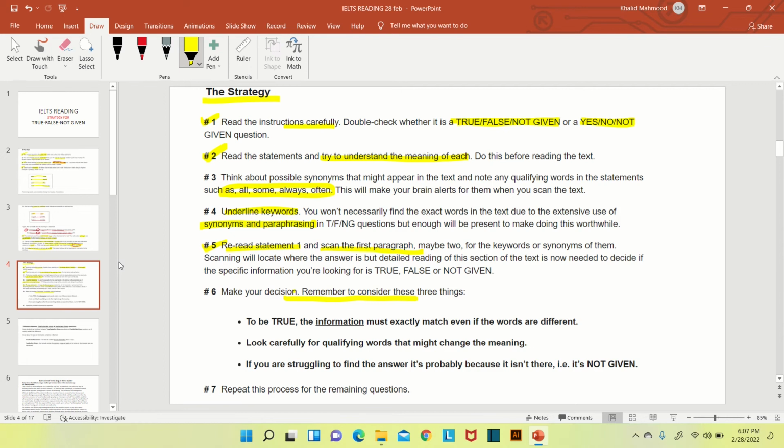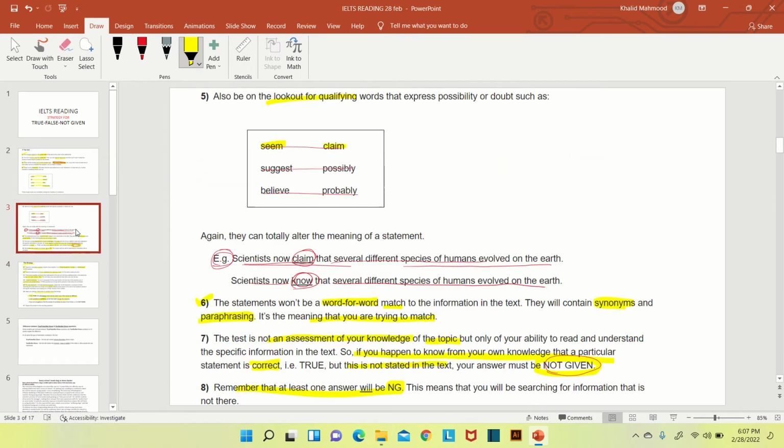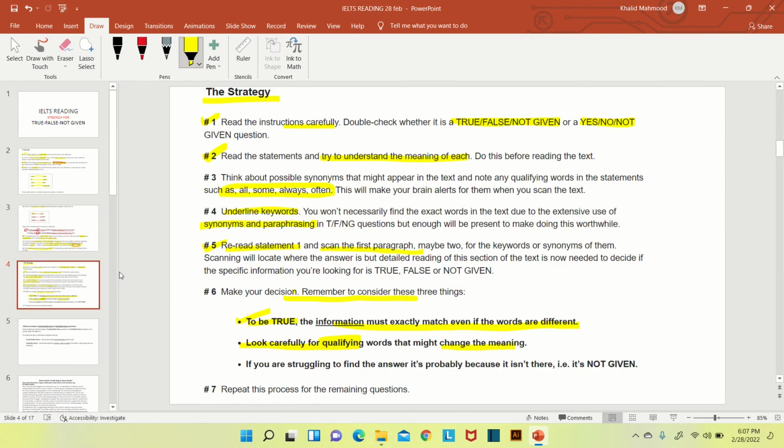Now I have to tell you that for the answer to be true, the information must exactly match, even if the words are different. Even if the words are different, what you understand from the sentence has to match. Look carefully for qualifying words that might change the meaning. Here we have discussed the qualifying words. I'll mark them in red. These are the qualifying words: as, all, some, all. These are the words that change the full meaning of the sentence. So look for these words.